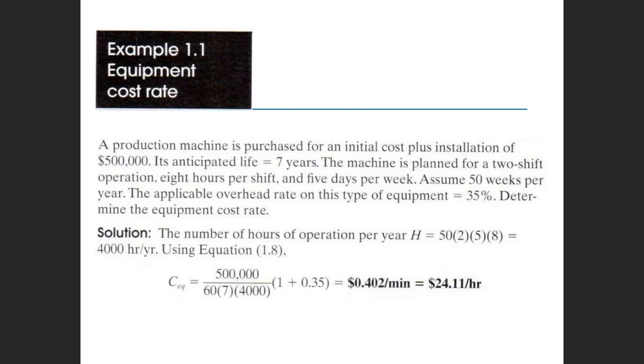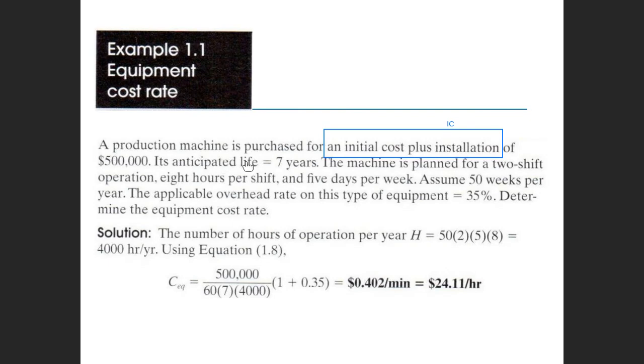Okay, let us take an example and see how to deal with this one. A production machine is purchased for an initial cost plus installation of 500,000. This is the machine cost, this is the IC. IC equals machine cost, equal to 500,000, initial cost plus installation, because installation is part of the machine.